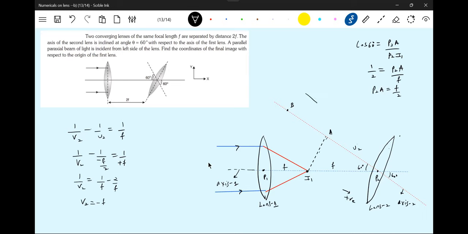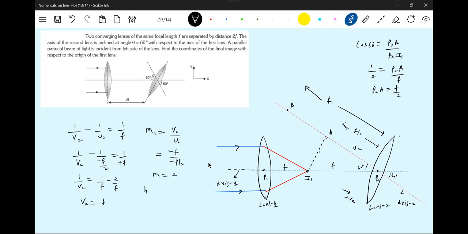This distance will be by 2. This distance will be n. Then we'll go for magnification. M2 is equal to V2 by U2. V2 is what? Minus F. Minus F by 2. Equal to 2. Magnification is 2.